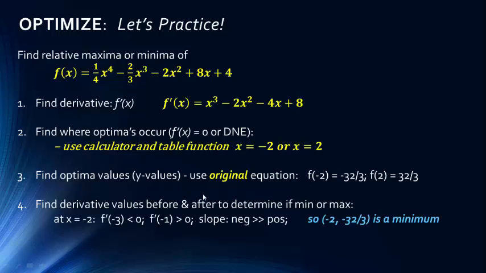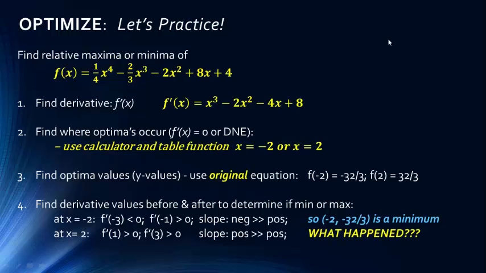So at x equals negative 2, when we plug those values in, the slope goes from negative to positive. We have a valley, a V, so this is a minimum. At x equals 2, we have a problem here. When we plug in 1, the slope is greater than 0. When we plug in 3, the slope is also greater than 0. So the slope goes from positive to positive.